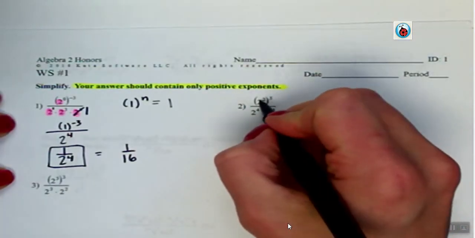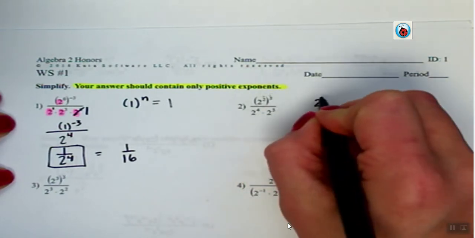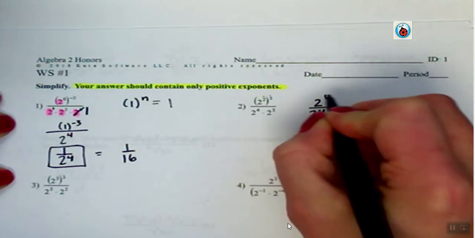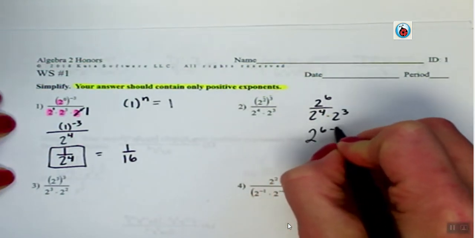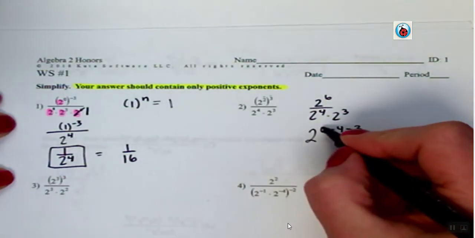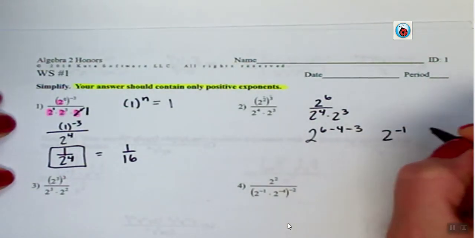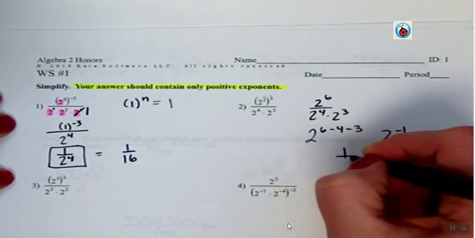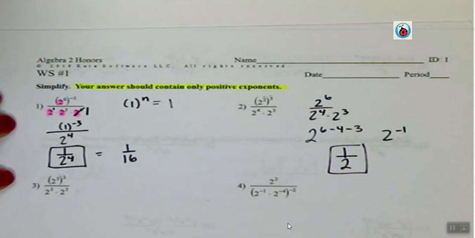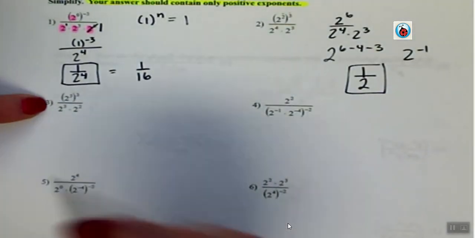Okay, number 2. Okay, exponent rules. 2 times 3 is 6. Okay, in this particular case, this is subtract 4 and subtract 3 for the division. 6 minus 4, 2. 2 to the negative 1, only positive exponents. 1 over 2 to the first.